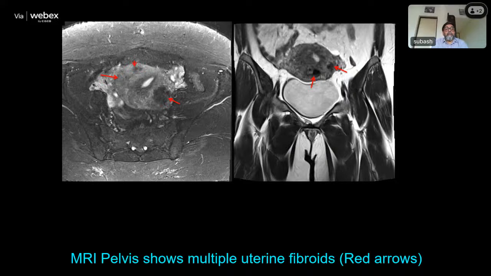Then these are the multiple. This is an MRI of the pelvis, and you can see fibroids, small fibroids in the pelvic region. In the uterus, fibroids are there, shown by the red arrows here.